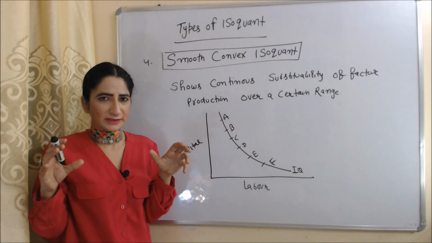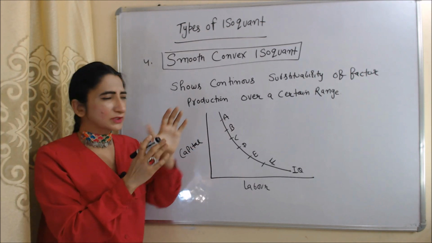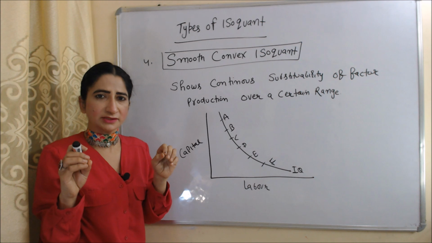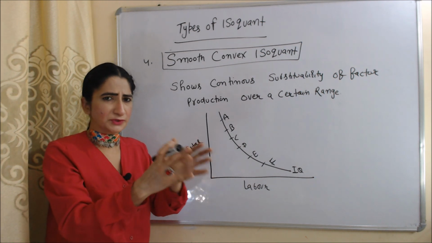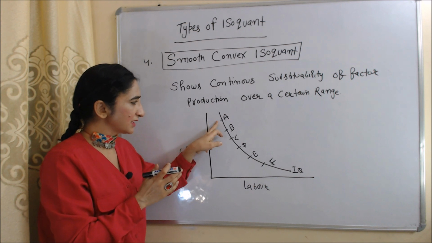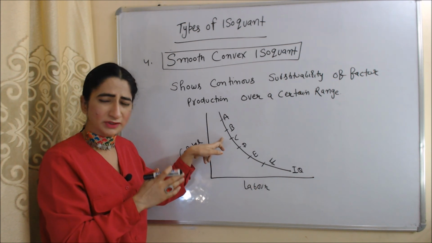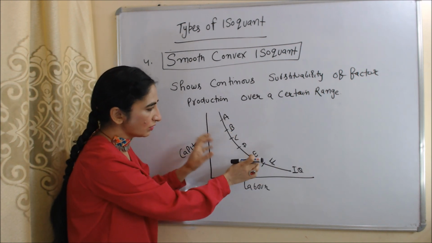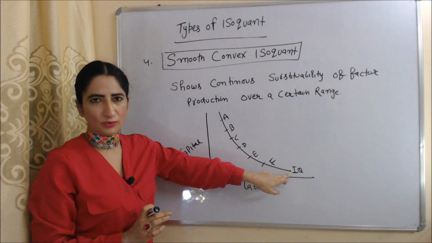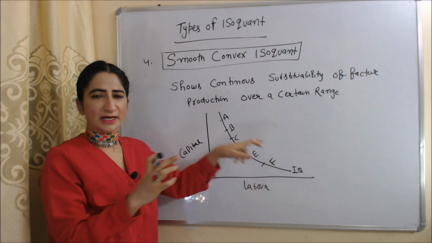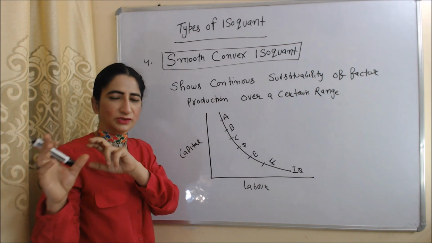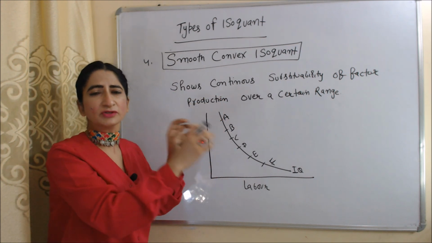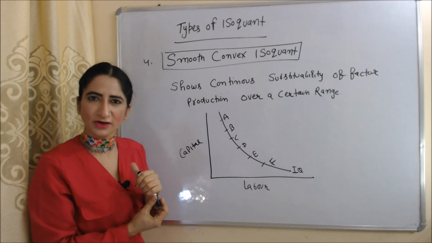Next is the smooth convex isoquant. This isoquant shows continuous substitutability of factors of production over a certain range. It means that over a certain range we can continue to substitute our factors of production. In this diagram, the combinations A, B, C, D, E, F show continuous substitutability between factors of production over this range. When we join all these points, we get our smooth convex isoquant. The main difference between kinked and smooth isoquants is that the kinked isoquant doesn't show continuous substitutability, but the smooth isoquant shows continuous substitutability between factors of production over a certain range.